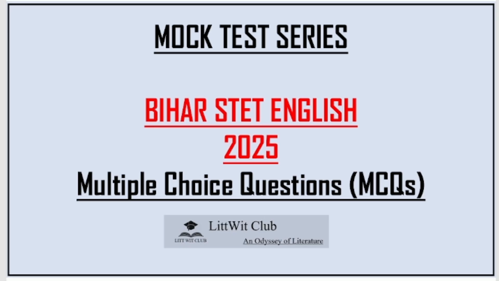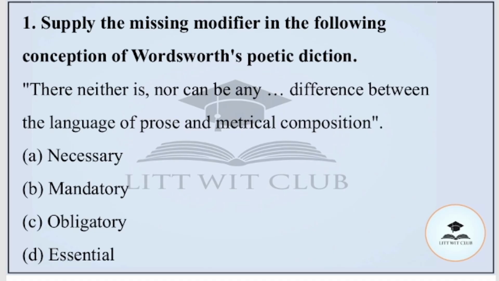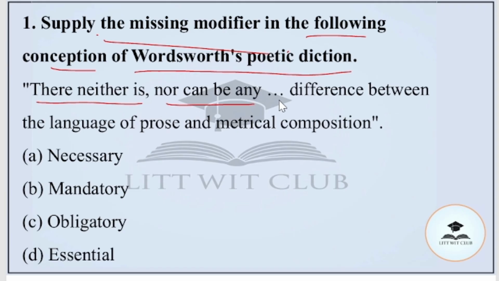So let's get started. Our very first question is: supply the missing modifier in the following. Conception of Wordsworth's poetic diction. There is neither nor can be any difference between the language of prose and metrical composition. Options are necessary, mandatory, obligatory, or essential. And the correct option is essential. There neither is and nor can be any essential difference between the language of prose and metrical composition.